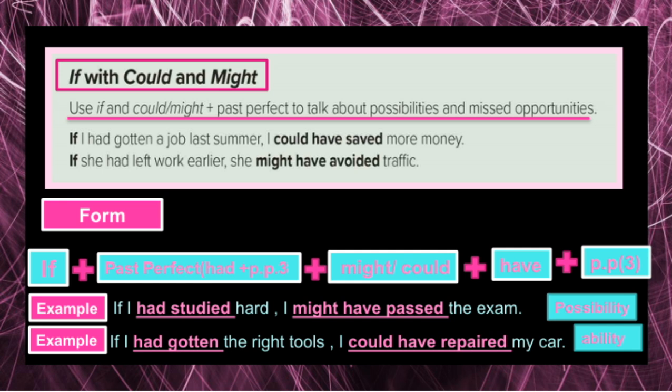Looking at the form, both examples use the past perfect, which is had plus the past participle, or PP3. This tense helps us talk about hypothetical situations in the past. Then, we combine it with could have or might have to express ability or possibility. So overall, this slide emphasizes how we use the past perfect with modal verbs like could and might to talk about unreal or hypothetical situations that relate to past abilities or possibilities. It's a useful way to reflect on what could have happened, based on different conditions.